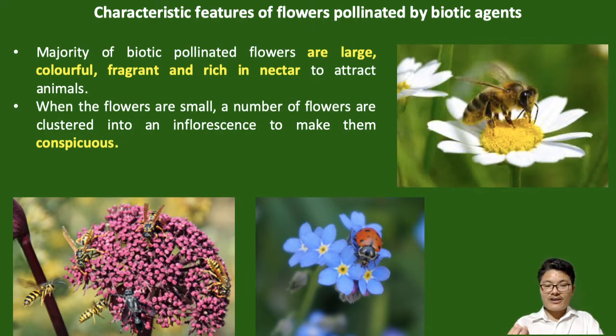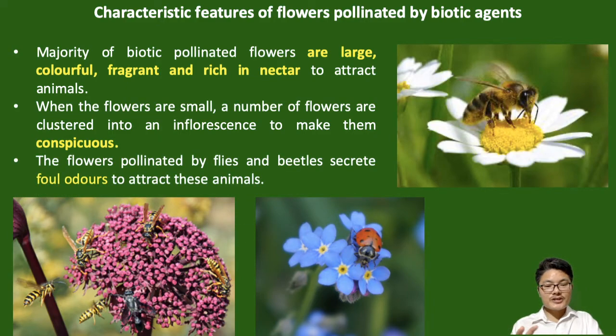If the flowers are small in size, then they usually grow together to form a big inflorescence, so that the flower becomes conspicuous. Conspicuous here refers to visible and contrasting. So if the flowers are small, they grow together to make them visible for the insect pollinators.